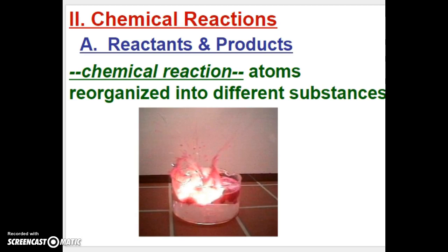A physical reaction would be taking something like ice. Okay? Ice is made of water molecules in the solid state. If you add heat to ice, it melts. It goes from a solid to a liquid state, but it's still water. It's still the same stuff.